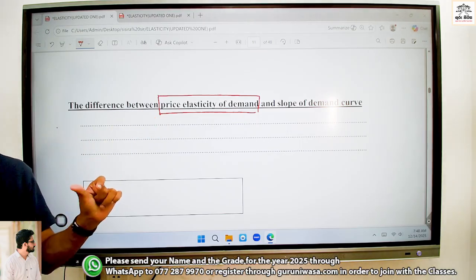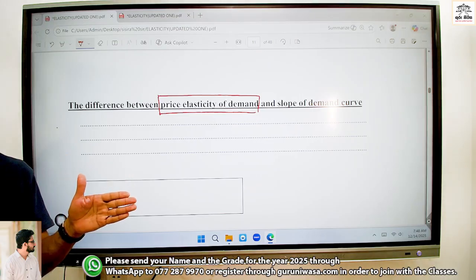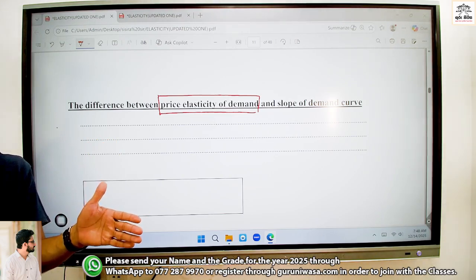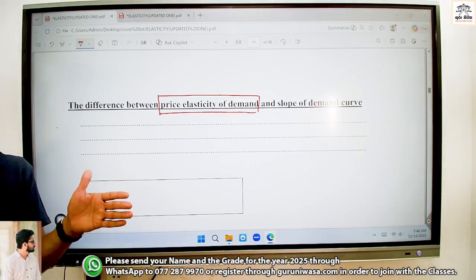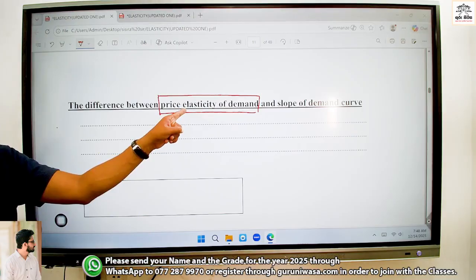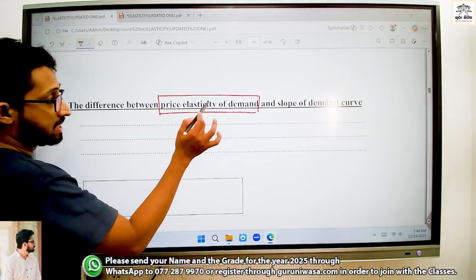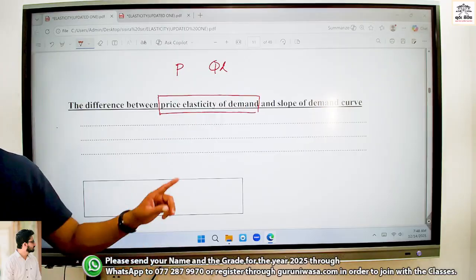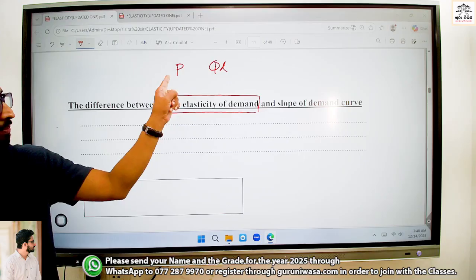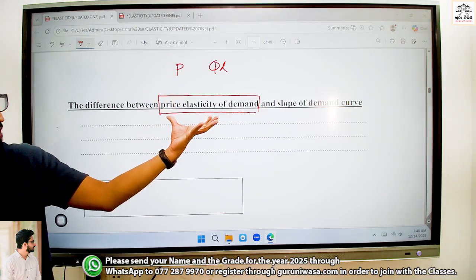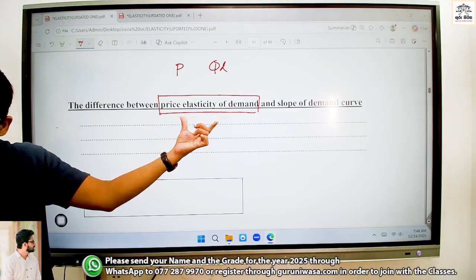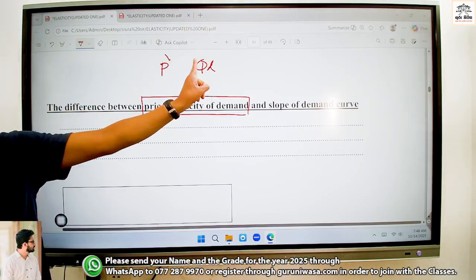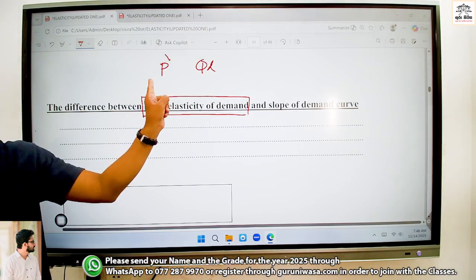Price elasticity of demand measures the responsiveness of what? Yes, of the dependent variable. But here, what is the dependent variable? It measures the relationship between these two variables. QD is the dependent and P is the independent. So you can define price elasticity of demand as the responsiveness of quantity demanded to a change in the price of the product.